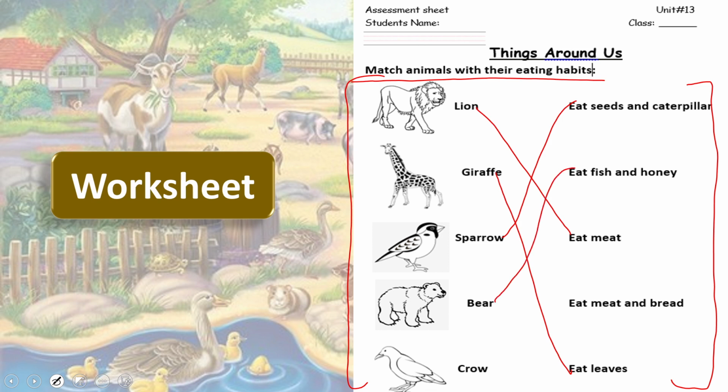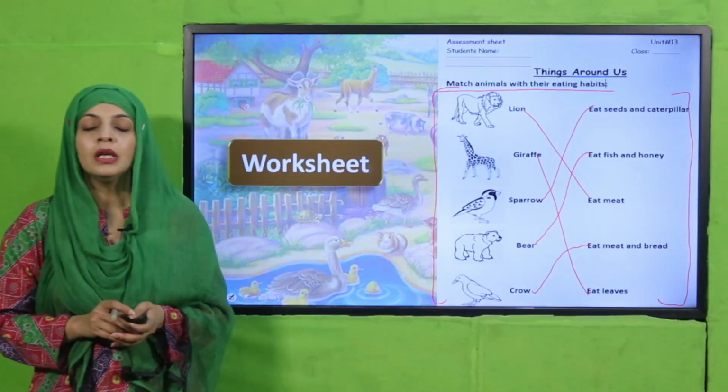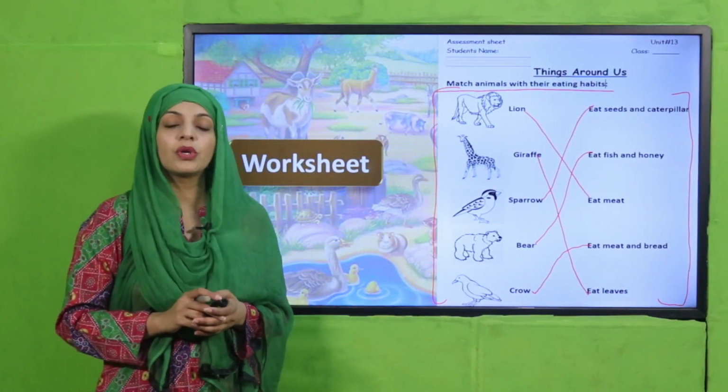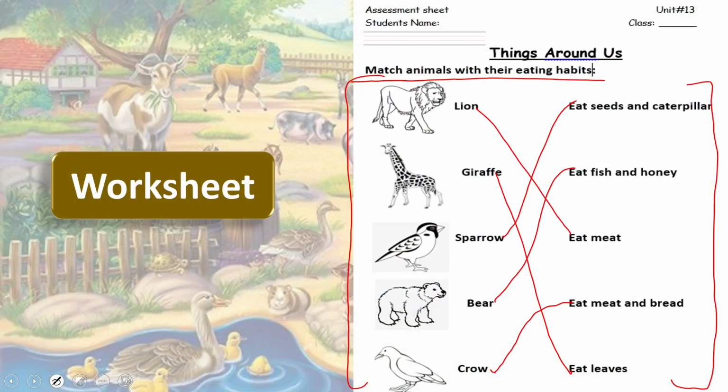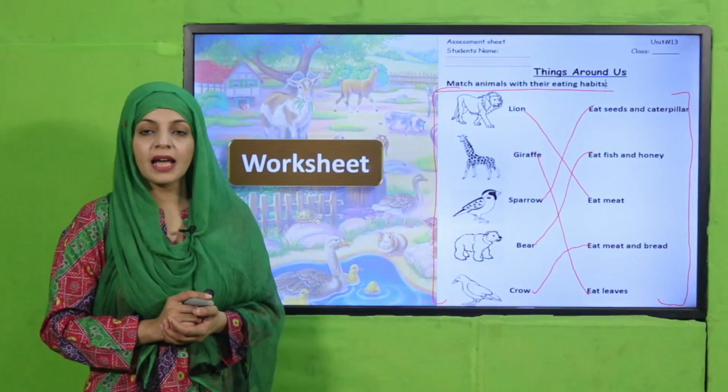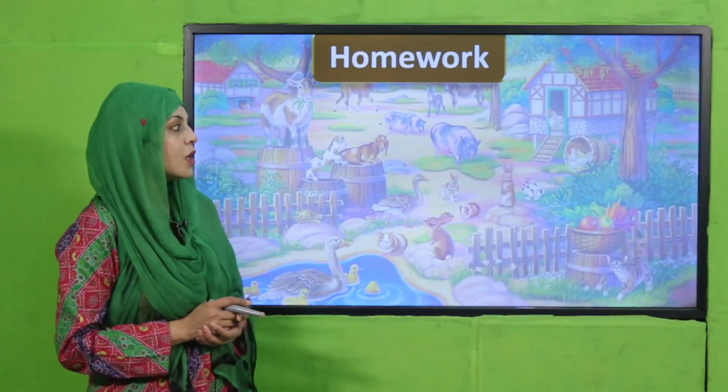And bear eat fish and honey, crow eat meat and bread. So this is how you will do the match the columns. So what you will do now is pause the video and complete the worksheet. I hope everybody has done it. Now let's move forward towards the homework.